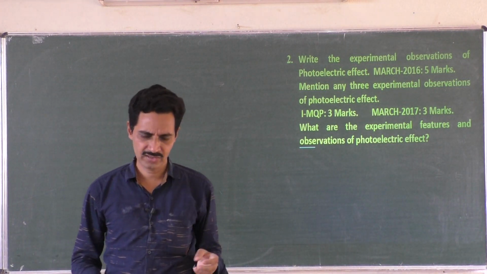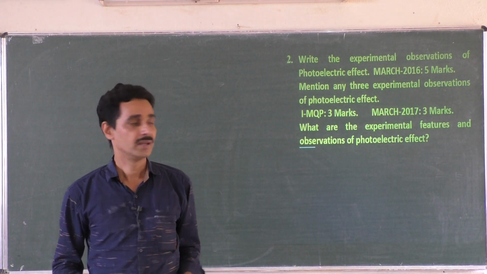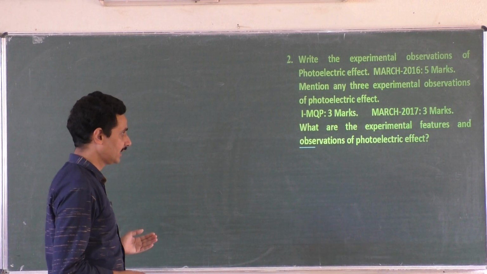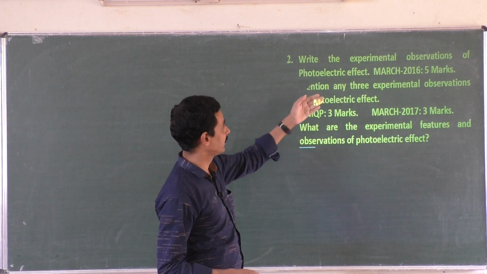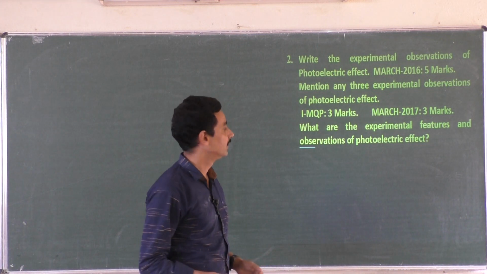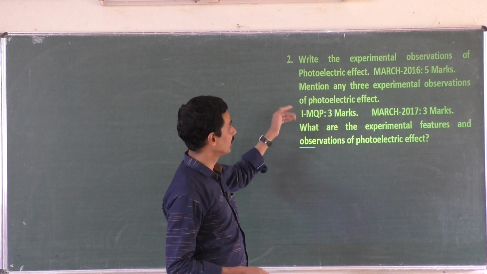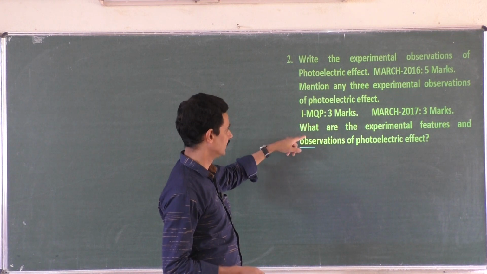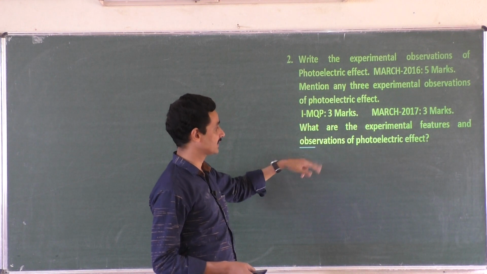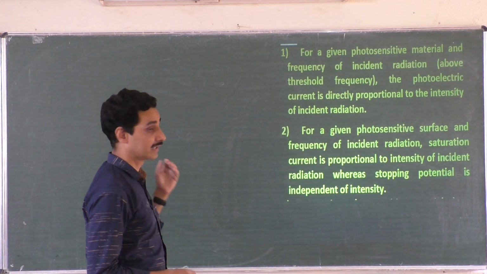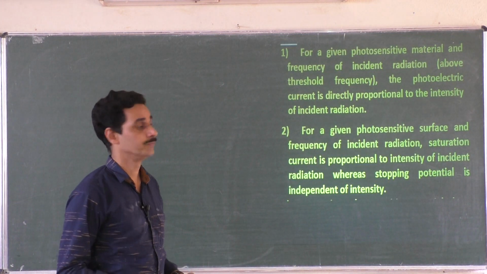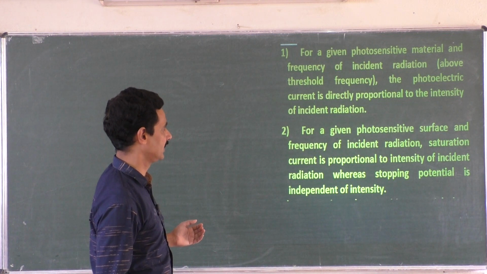Five observations or four observations, 5 marks. And we will see one by one the ways in which those questions can be asked. One is, write the experimental observations of the photoelectric effect. Mention any 3 experimental observations of the photoelectric effect, 3 marks. Then, what are the experimental features and observations of the photoelectric effect? First one: for a given photosensitive material, there is a minimum frequency of radiation.